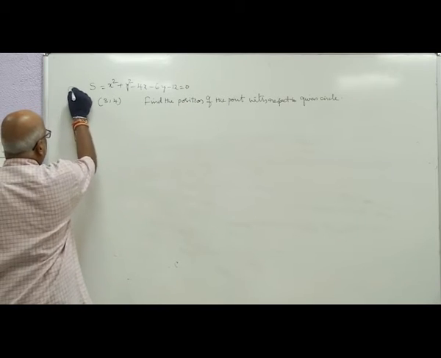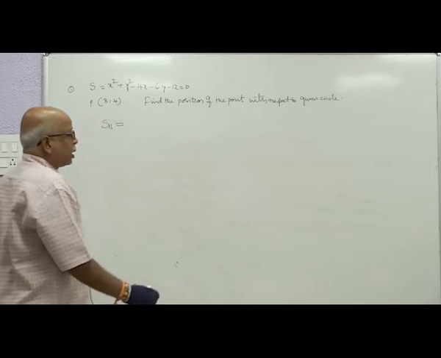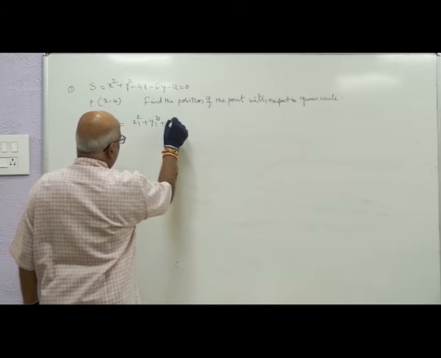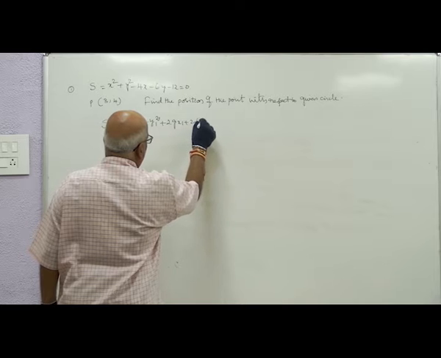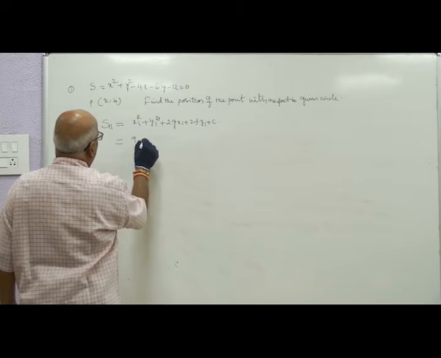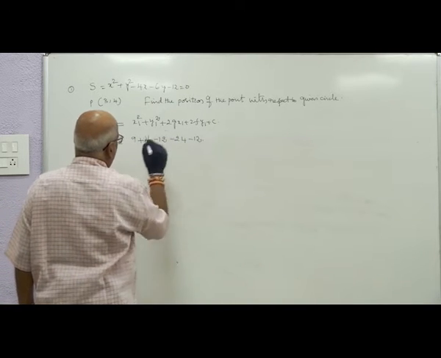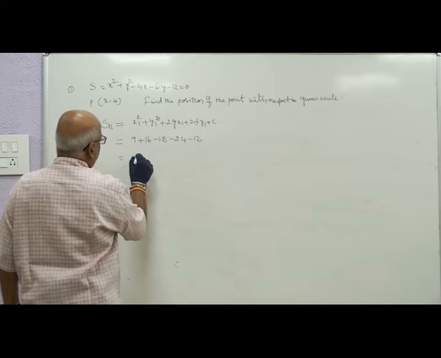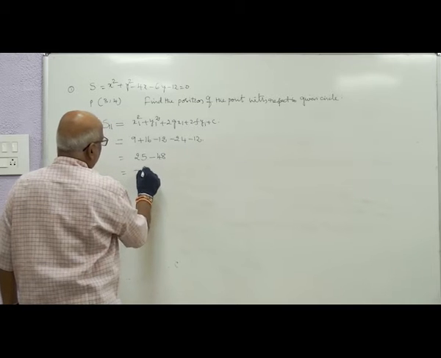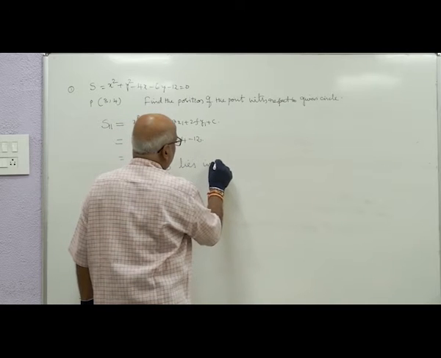To find out the position of the point, we are supposed to find out the value of S11. What is meant by S11, sir? x1 square plus y1 square plus 2gx1 plus 2fy1 plus c. How to obtain that one? Substitute: 9 plus 16 minus 12 minus 24 minus 12. 16 plus 9, 25 minus 48, that is minus 23, less than 0, lies inside the circle.